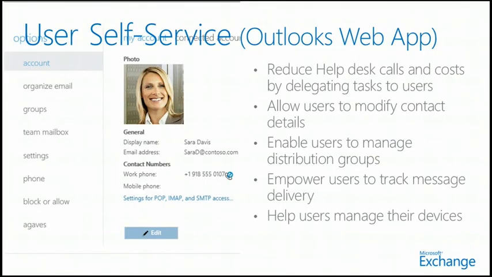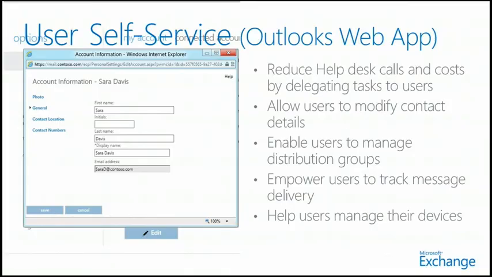User self-service. This is where you can enable users in OWA to help themselves with some things. You can reduce help desk calls by allowing users to modify their own contact details, create their own distribution groups, and track their own messages. Those are things that used to be requests of an admin. I can't tell you how many times I've answered a call: can you track to see if this message was delivered? Or I'm sure you've been asked, Chris, to create distribution lists. Yep. And now that users can create those themselves, that really saves us a lot of time as administrators.